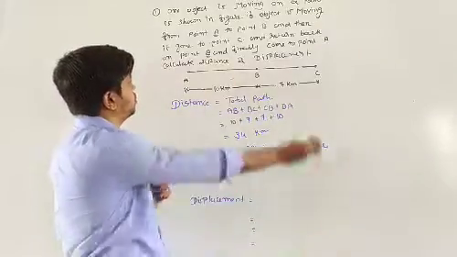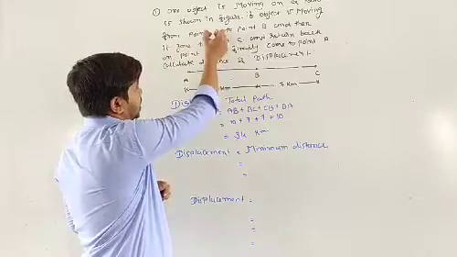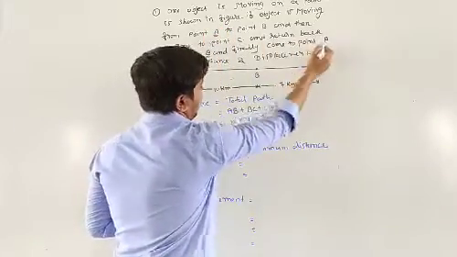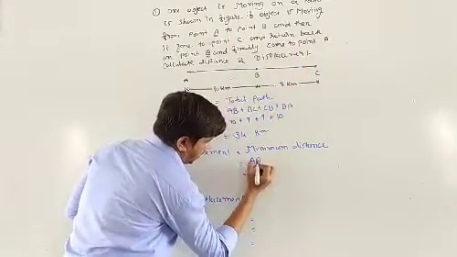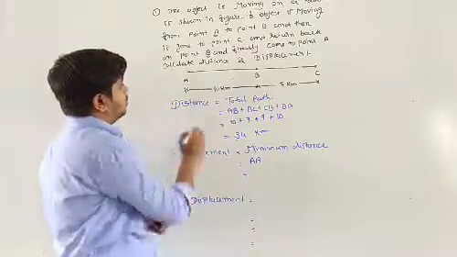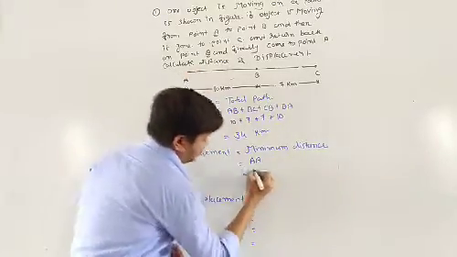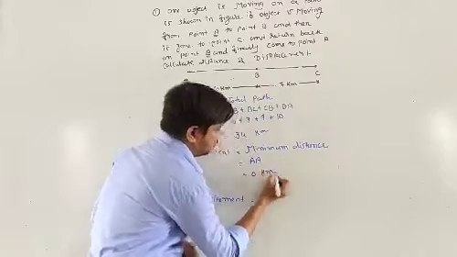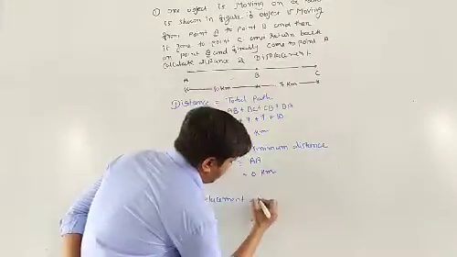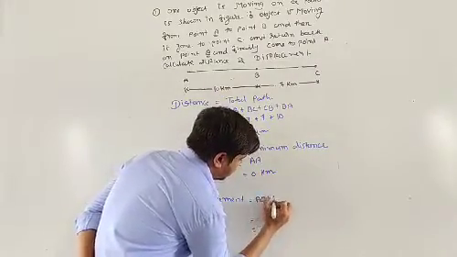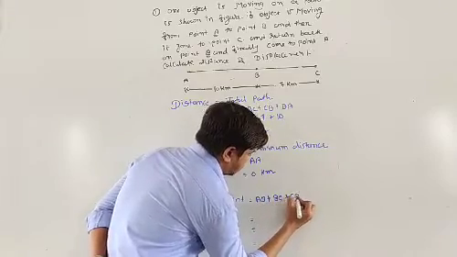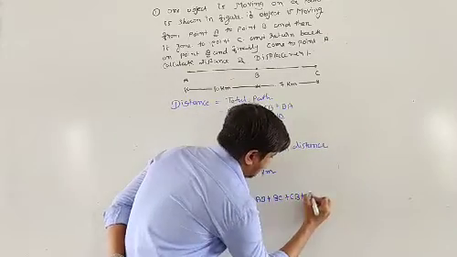What is the initial position? It starts from A and finally it reaches A. So the minimum distance is AA. What is the distance between A and A? It's 0 kilometer. Or you can take it like this: AB plus BC plus CB plus BA.